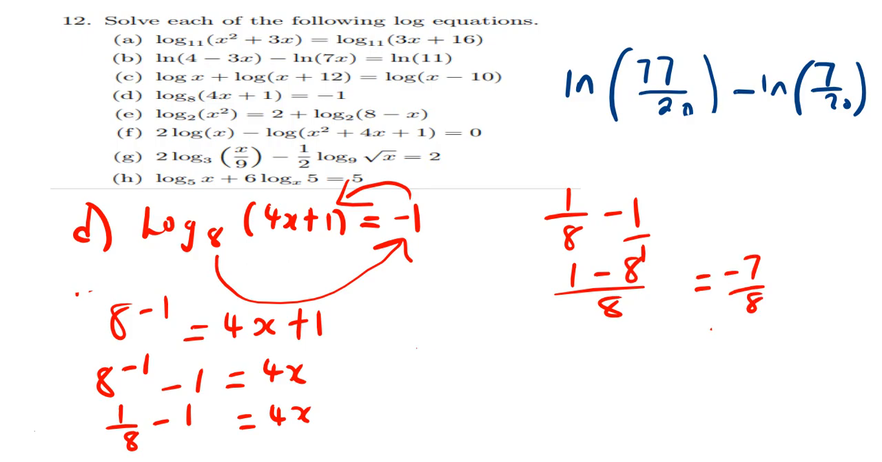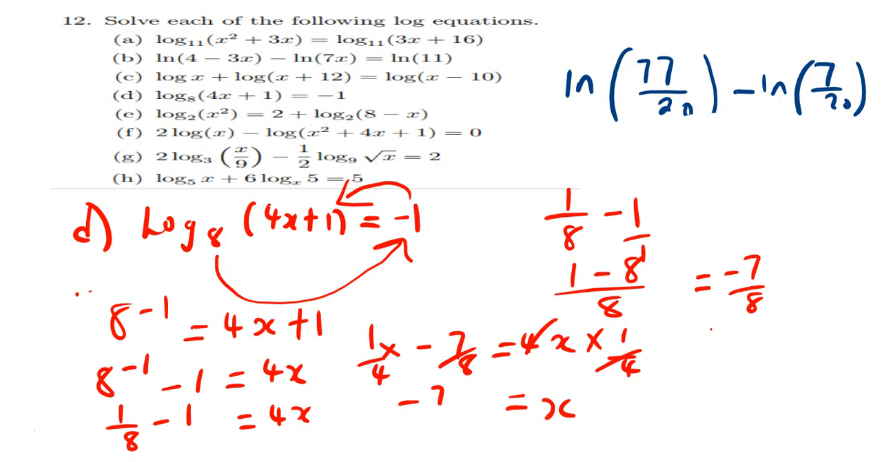So I have negative 7 over 8 is equals to 4x. For me to cancel the 4, I'm going to divide by 4 on both sides, or multiply by 1 over 4 on both sides. So my x is therefore equal to negative 7 over 4 multiplied by 8, that is 32. So x will be negative 7 over 32. So that's how you are going to solve all these questions. Not very hard, they are just as simple as that.